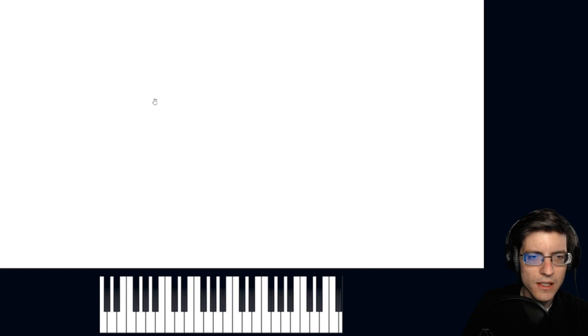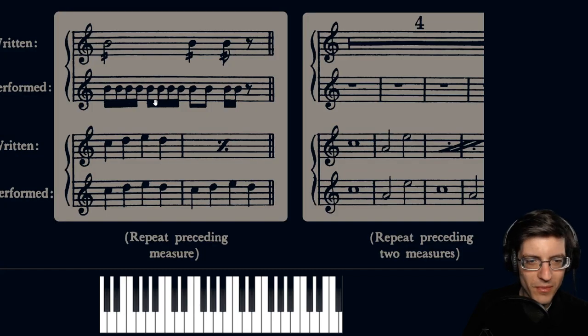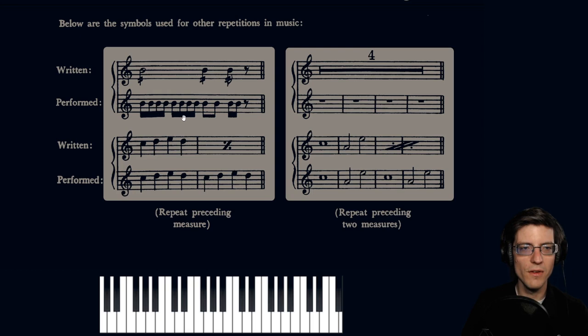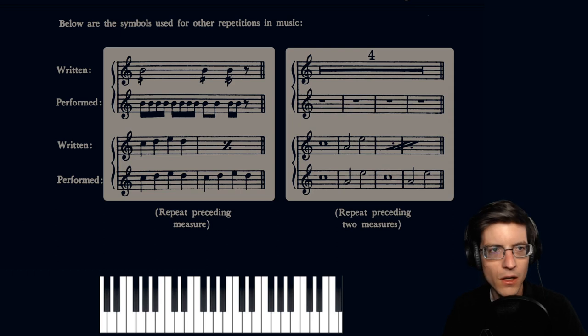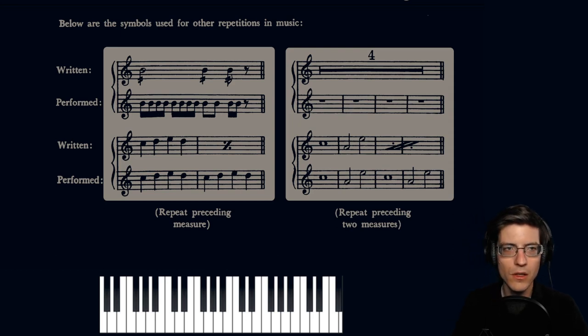Did I just lose connection? There we go. It's too bad of a picture. But if I were to play it, it would be... And if I have my metronome on... Let's get a good metronome marking here. Let's do 87. That should be good. So this is 80 BPM.